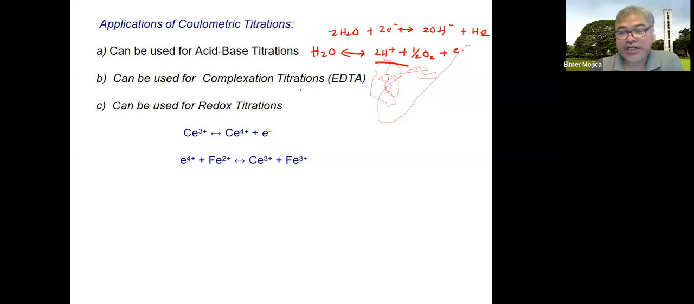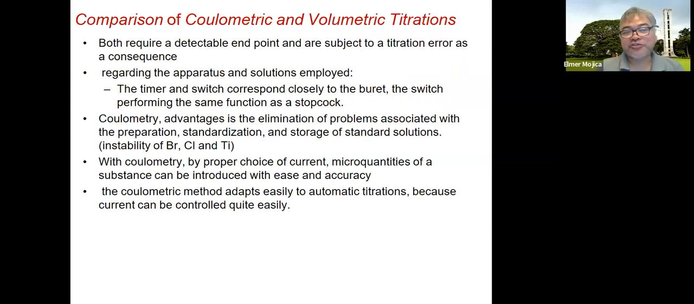Now, what do you think is a good example here in the complexometric titration? So usually EDTA with a metal. Now, in the redox titration, the classic Ce3+ reacting with Fe2+. So this will be a Ce4+ here. Now, as I've told you, this is very similar to the typical titration.